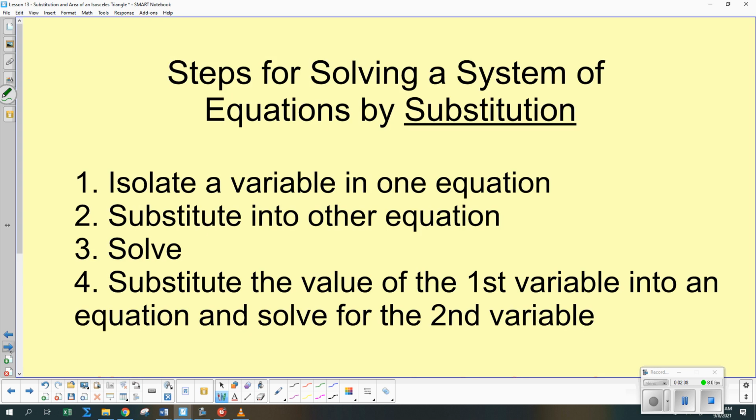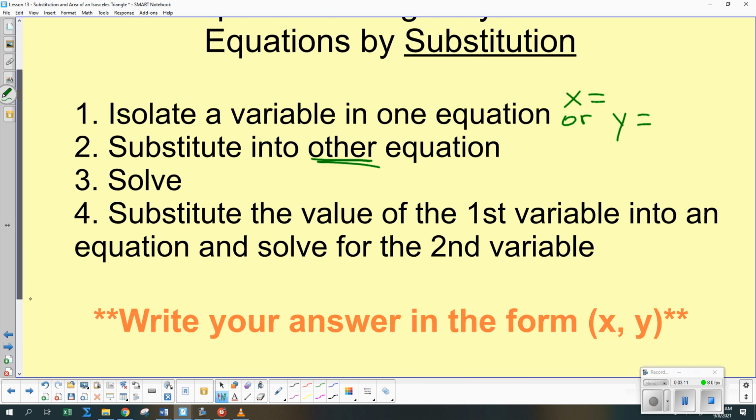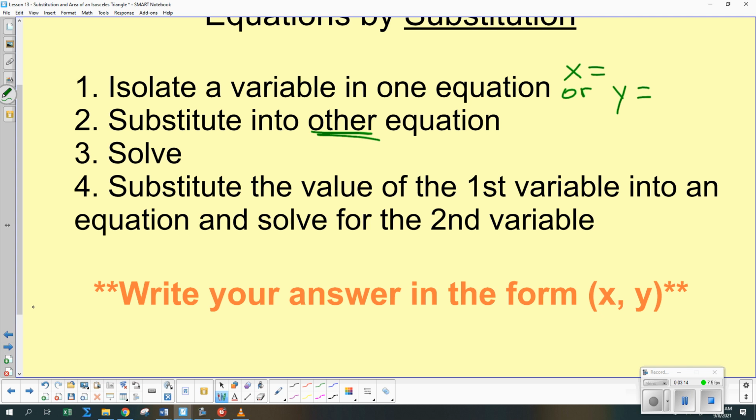So to review your steps to solve a system of equations by substitution, you isolate one variable in one equation, so either x equals or y equals, whichever one you think is easiest. Then you substitute that into the other equation and solve it, and then you know one of your variables. You substitute that back into whichever equation you think is easier, put that number in for the variable, and solve for the second variable. And as I just reminded you, we require that you write your answers in ordered pair form.